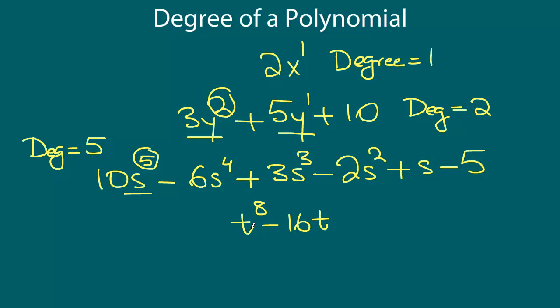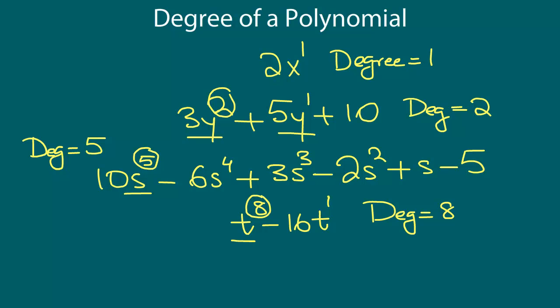So here we have t to the power 8 minus 16t. So in this term, the variable is raised to power 8, I should say. Here t is raised to power 1. So we say that degree of this particular polynomial is 8.